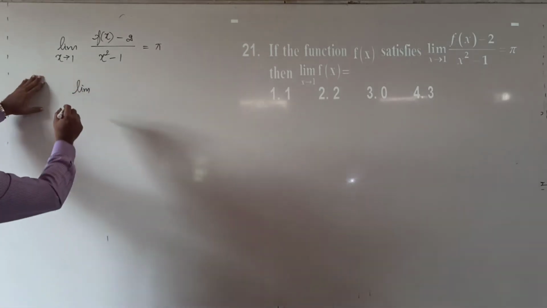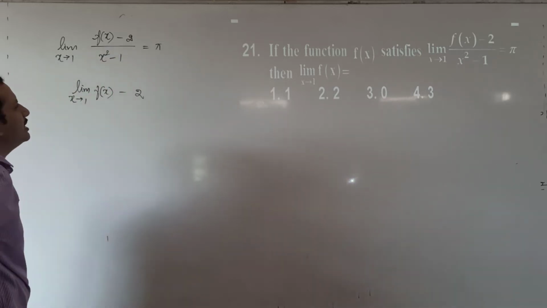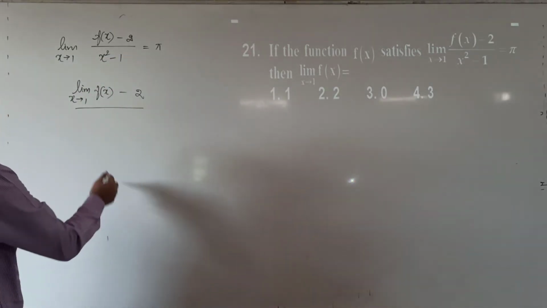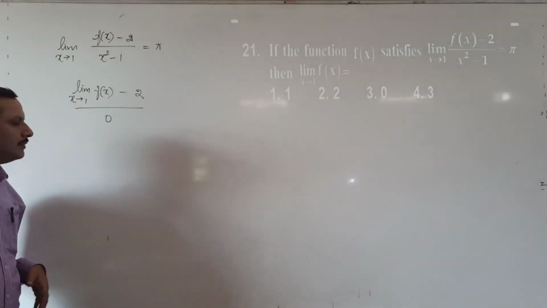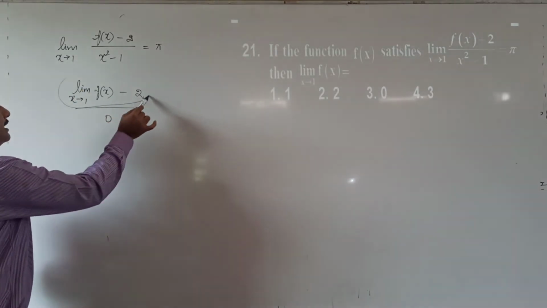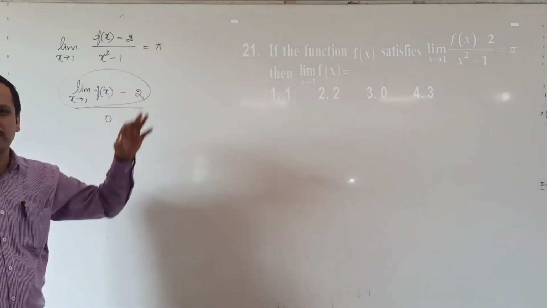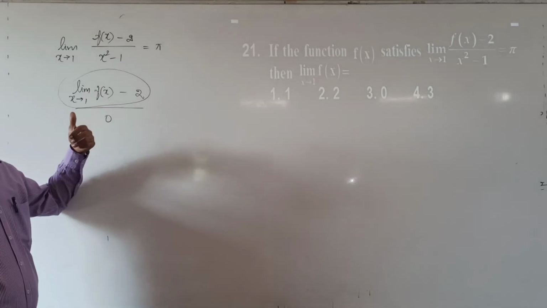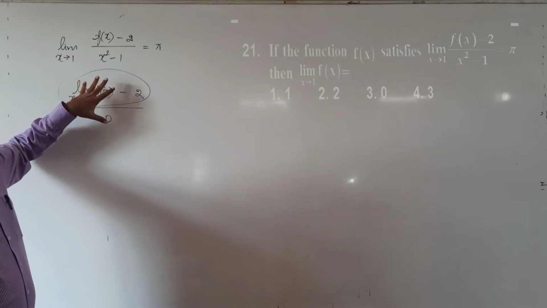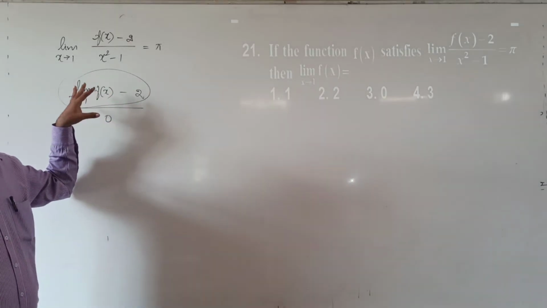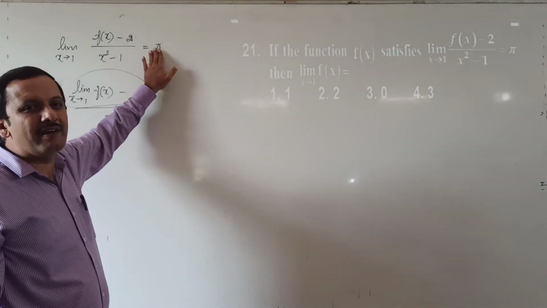So if I directly apply the limit, I am going to get limit x tends to 1, f of x minus 2, because for this if I apply the limit, it will remain as 2 only. So denominator will be 1 minus 1, that is 0 here. Now, if this numerator is positive, then this expression will tend to plus infinity. If this numerator is negative, then this expression will tend to minus infinity. So the value of this will be either plus infinity or minus infinity, depending on whether this numerator is positive or negative. But on RHS, what they have given? This limit value is equal to pi.